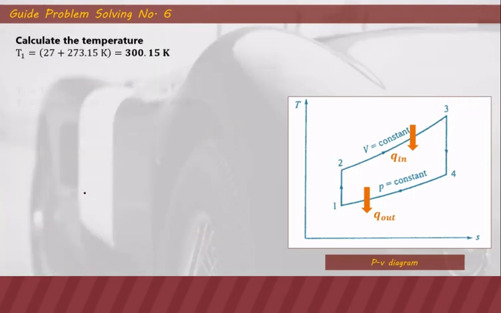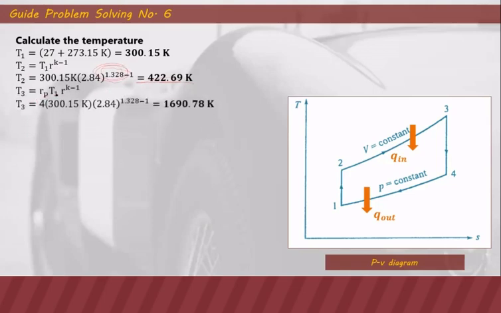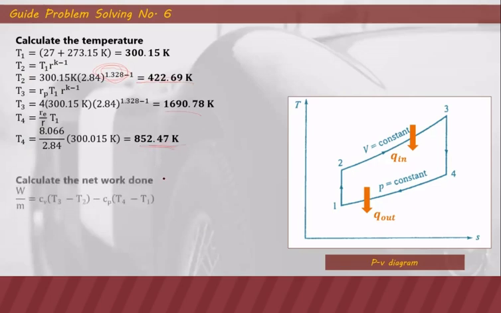So now we can solve the temperatures since we already have all the ratios. For T1, that's given as 300.15 Kelvin. For T2, we are going to use the isentropic compression relationship, so that's 422.69. But take note, now our K is not 1.4 but 1.328. T3, so we have 1,690.78. You can also solve for T4 in terms of the expansion ratio and compression ratio, so that's 852.47 Kelvin.